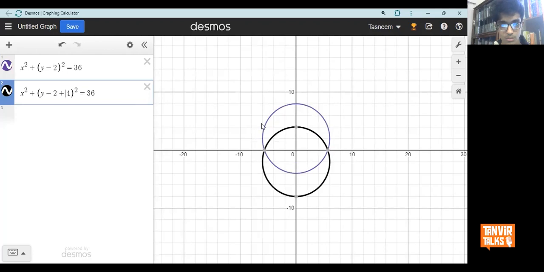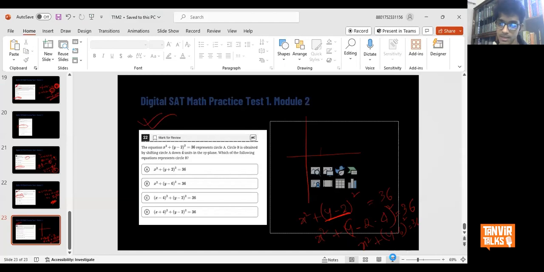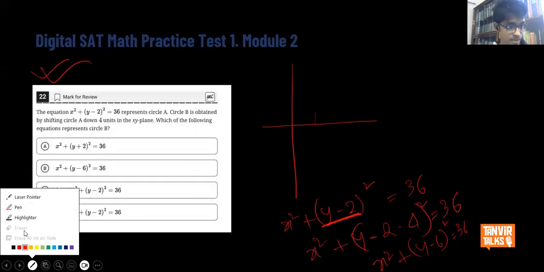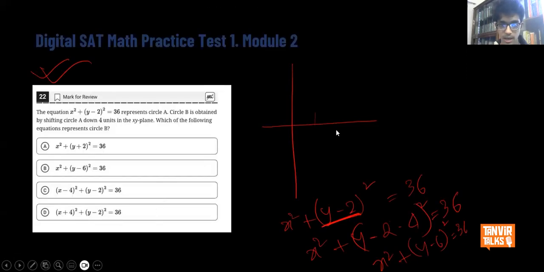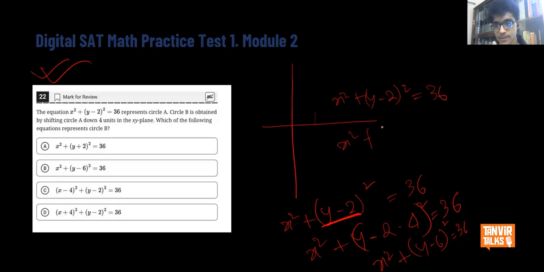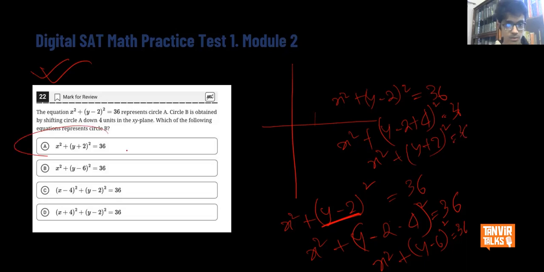Okay, so when we shift downward, alright? I have mixed up a little. So when there is a downward movement, then we have a plus, alright? And for the x and y axis, the thing is reversed. So remember that, like I have made this mistake, so you might make the same mistake as well. Okay, so x square plus y minus 2 whole square equals 36. So x square plus y minus 2 plus 4 square is equal to 36. So x square plus y plus 2 square is equal to 36. So that will be the answer.